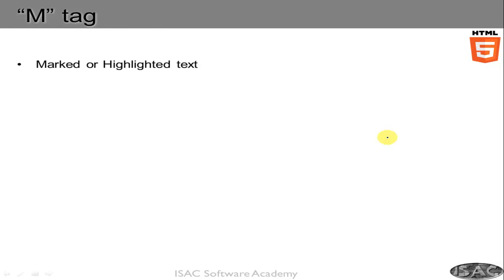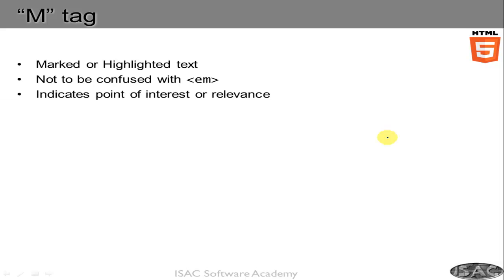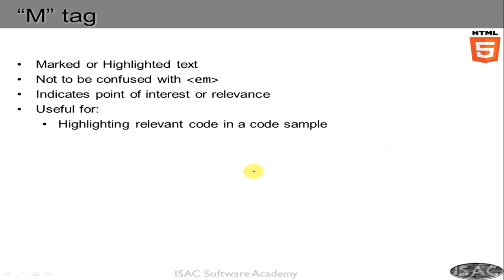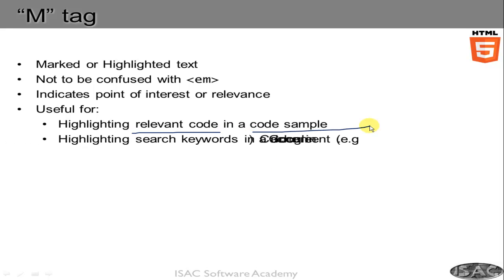There is a new tag called capital M. What it means is marked or highlighted text. So I am writing some text in my HTML page, and suddenly I want a particular part of the text to be highlighted. It should not be confused with the EM tag, that is for a different purpose. It indicates a point of interest or relevance and is useful for multiple things. Highlighting a relevant code example, code in a code sample. It can be used for highlighting search keywords in a document like a Google cache or something.